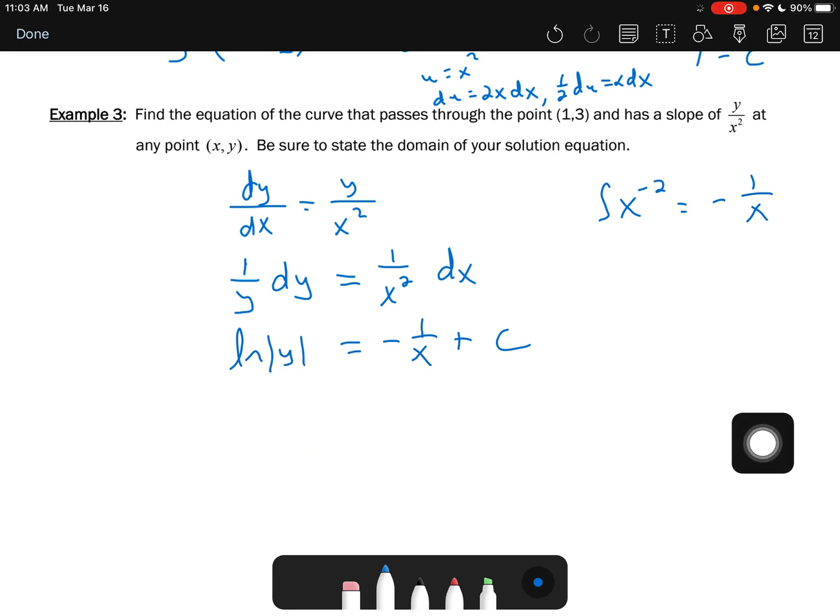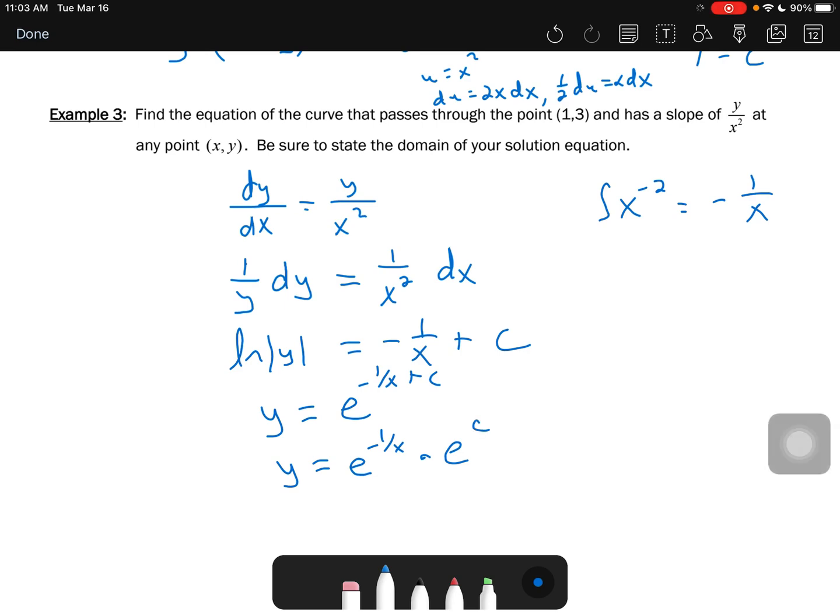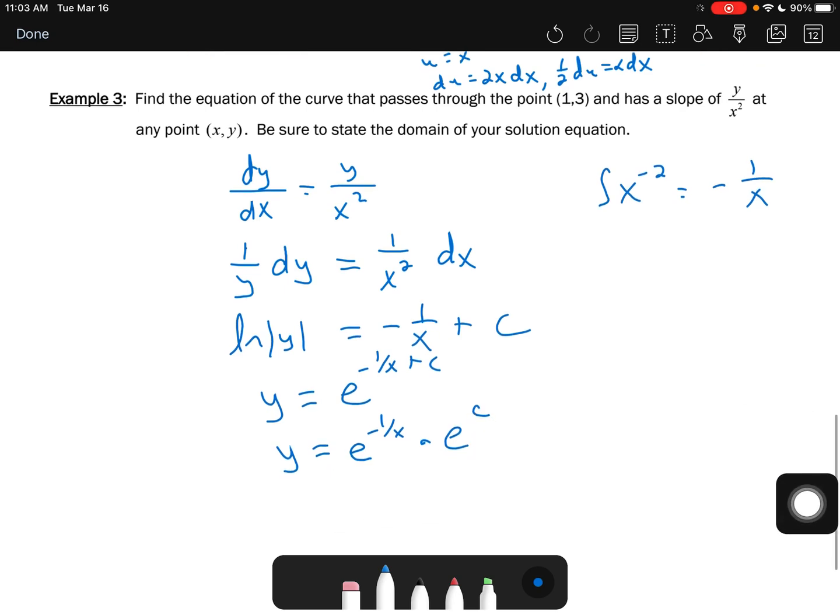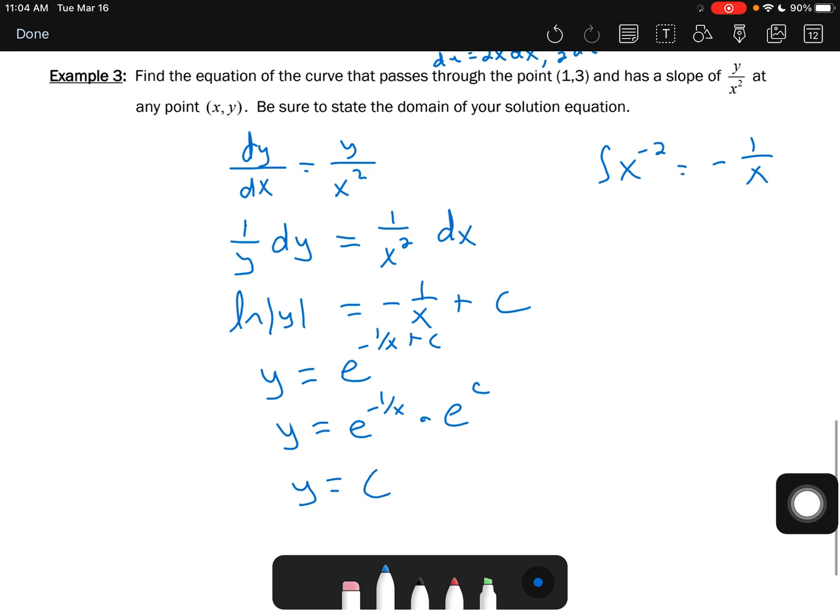Let's change it. This one we can solve for y. We can put it in exponential form and solve it for y. So I would rewrite this as y equals e to the negative 1 over x plus c power. Which again, I can think of that as e to the negative 1 over x times e to the c, and that e to the c is a constant again, so I can put that in front, c e to the negative 1 over x, like that.